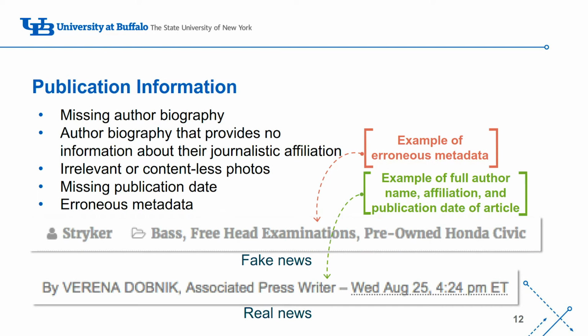The last thing that I have been approaching in terms of sociocultural and textual analysis, we have been analyzing publication information. And most of the time in the fake news, there will be a missing author biography, or the author biography will provide no information about their journalistic affiliation, or there will be some irrelevant or contentless photos. Or, for example, in this example provided here, there is an example of erroneous metadata.